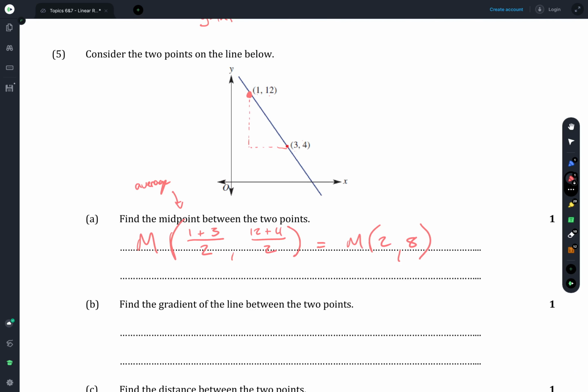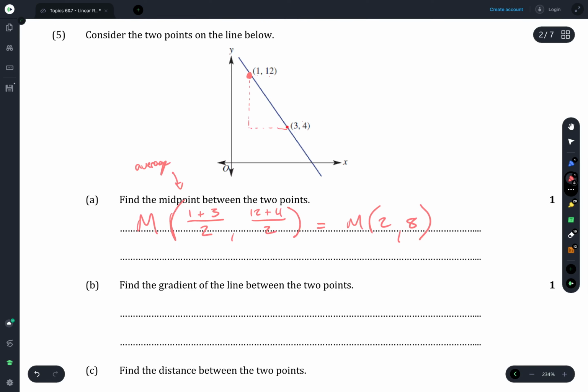So looking at my y values first of all, we can see that I started at 12 and I went down to 4. So that means my rise, I've gone down 8. So my rise is going to be -8. It's negative because I'm going downwards, and that's very important to consider when we're defining the gradient. So my gradient is going to be -8, and then I need to consider my run.